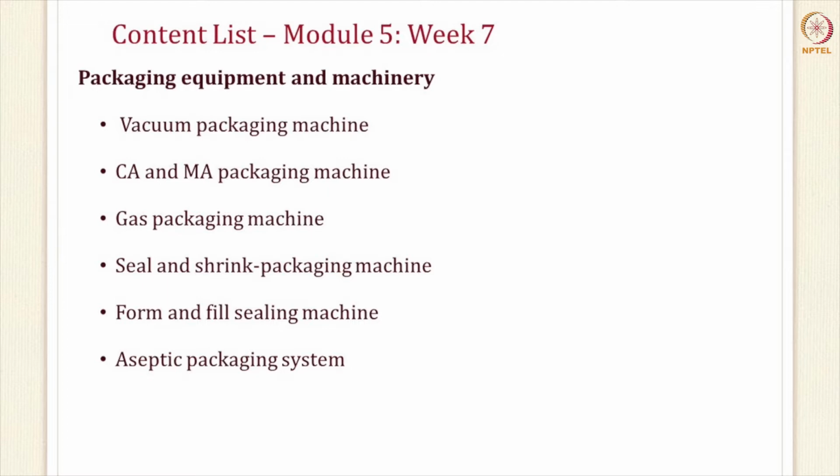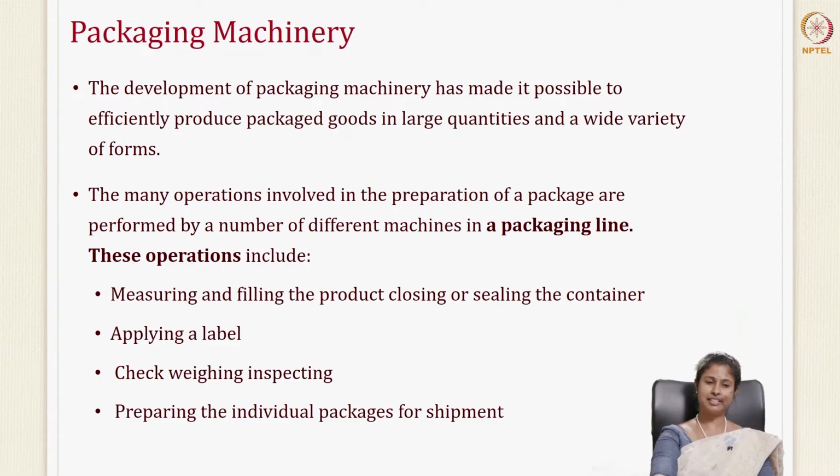So basically, before I start with today's topic on vacuum packaging, let's look at packaging machineries as a whole. Because there was this development of packaging machinery, it's now possible to efficiently produce packaged goods in large quantities. The packaging industry is growing at such a fast pace. There are a number of new packaging materials and forms available. If you need to bring them into a particular form, the most important thing is your packaging machinery, if it has to be done in bulk quantities.